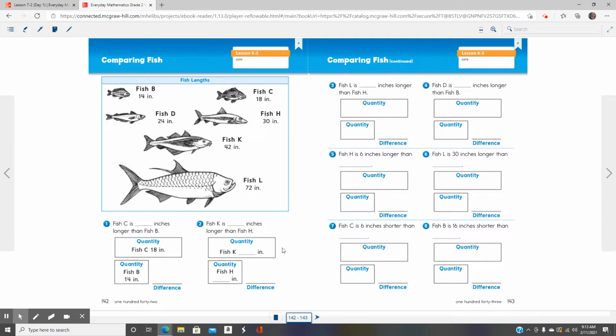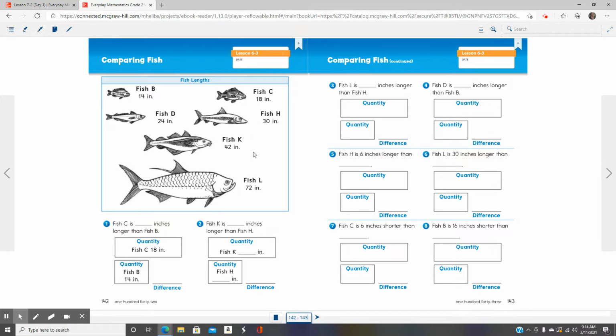Today we're going to use a comparison diagram to compare fish. Now remember, when you're comparing two things, that is always subtraction. Always, always. When you're finding out which one is longer or which one is taller, which one is heavier, things like that, you're comparing two things and you always subtract. So today we're comparing fish.